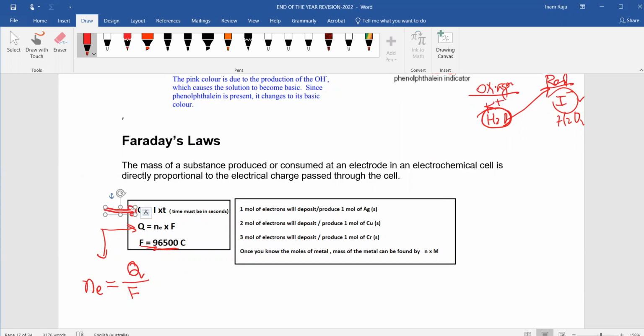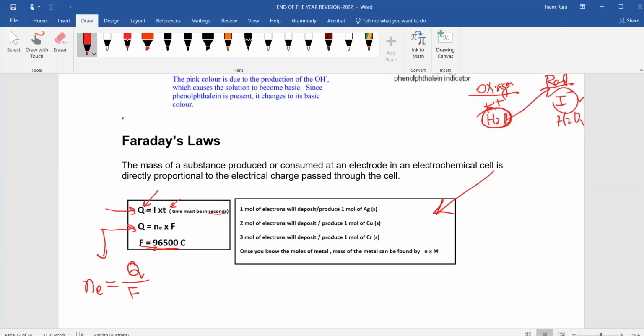Q is charge, which you can find by multiplying I, which is current, with time. The important thing is that time must be in seconds. All right. This is basically based on the second law of Faraday. Faraday says that, don't worry about the law.